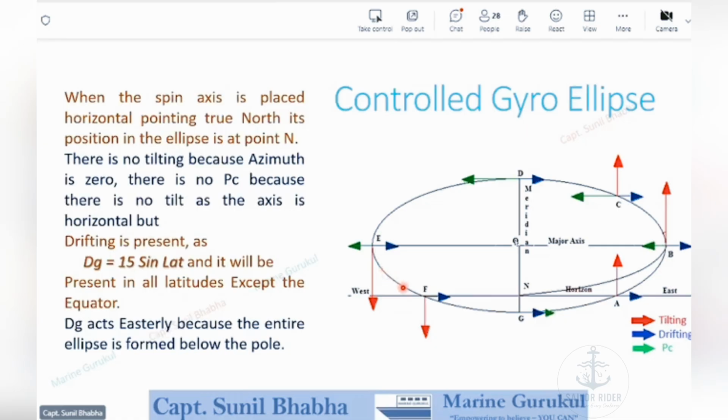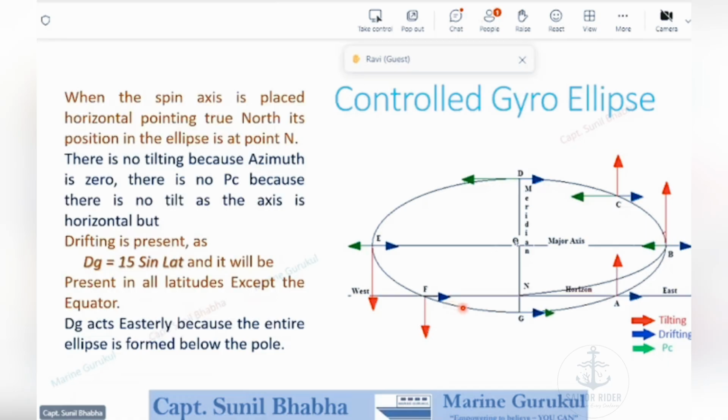And going like this, the spin axis reaches point Foxtrot. At point Foxtrot, the tilt is 0. With the tilt 0, control precession is 0, so you don't see any green vector at this point. The only two forces acting now are easterly drifting and the downward tilting. Under the effect of these two, the spin axis goes below the horizon now. You see, drifting is easterly, but the tilting is downwards, so it goes below the horizon. As it goes below the horizon, we have a negative tilt now, a downward tilt, and a downward tilt results in easterly control precession.